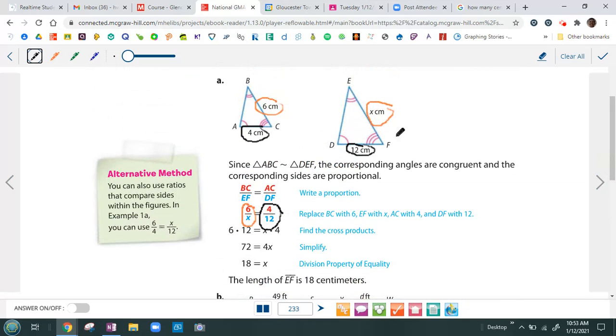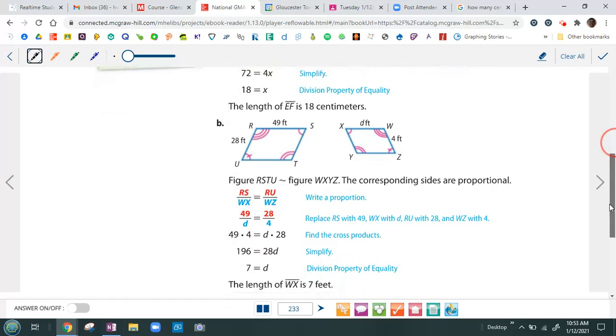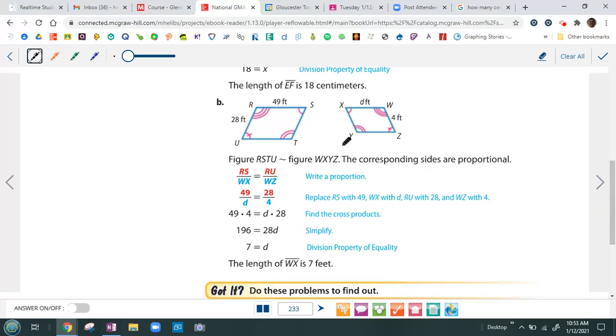But what was the point? You had to find a pair of corresponding sides where you know both numbers. That's going to help you find the missing one for a pair of corresponding sides. So you put those two ratios and solve.